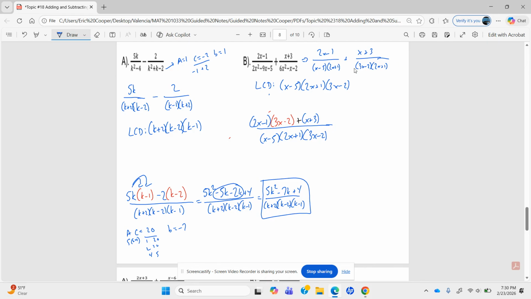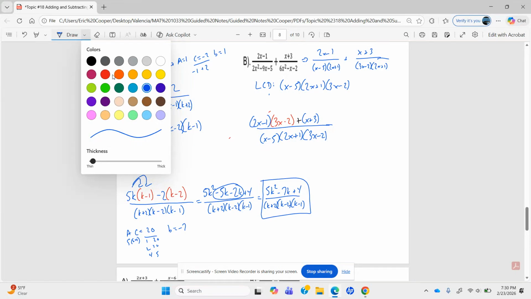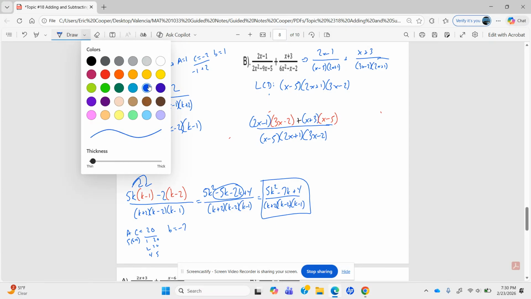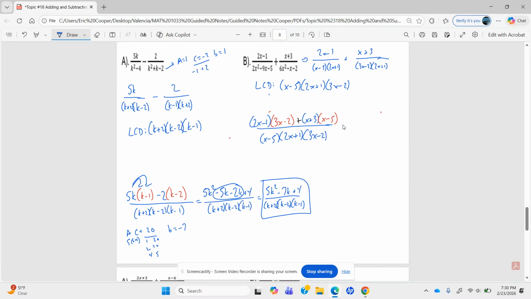And we'll look here and we'll say what was not in this denominator that was in the LCD. Well, we have a 3x minus 2 and a 2x plus 1. It did not have the x minus 5. So we need to multiply this top by x minus 5. Now we'll go through and simplify. And again, as we simplify it, we're going to leave the denominator the same. We're essentially not going to touch it again.